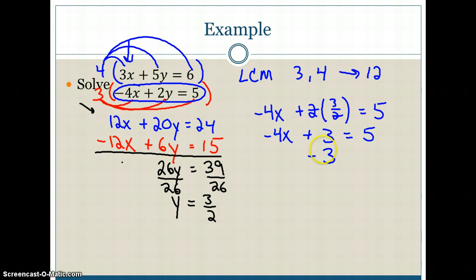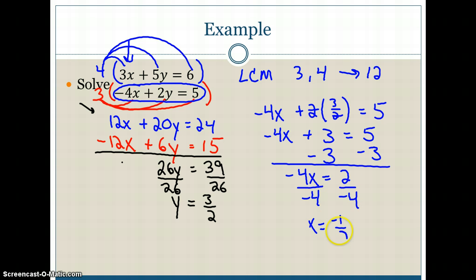Two-step equation we've been solving all year. Subtract 3 from both sides. We get -4x is equal to 2. Divide both sides by -4. We get x is equal to -1/2. So that would give us our final answer of -1/2, 3/2. Final answer right there. And you saw we had to multiply both equations there, both of them. So that's another example.